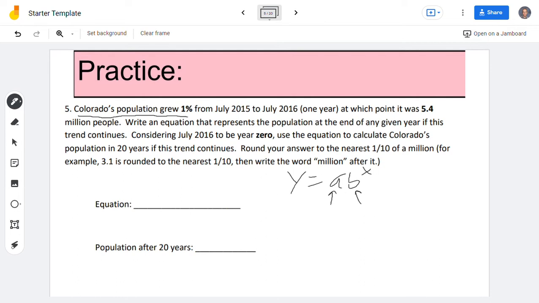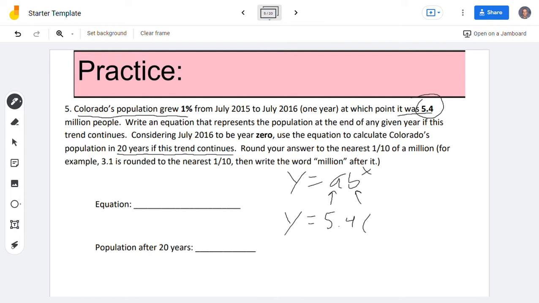So our starting value is given here. It says it's 5.4 million people when we have that measurement, and then we want to know what it's going to be in 20 years if this exact same trend continues of growing by 1%. So considering that 5.4 million to be our starting value, we end up with a 5.4 here for A.